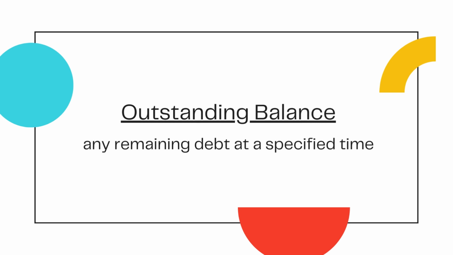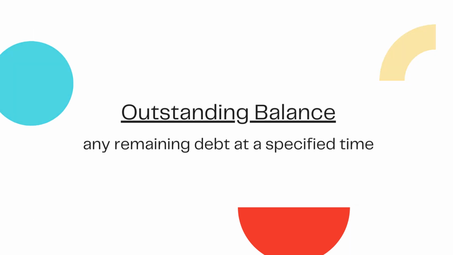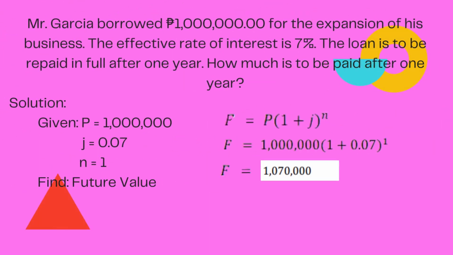Another term is the outstanding balance. It is very clear when we say outstanding balance, it is any remaining debt at a specified time, meaning to say, this is the amount that is not yet settled or the remaining balance of your loan. So now let's move forward to solving some loan problems.